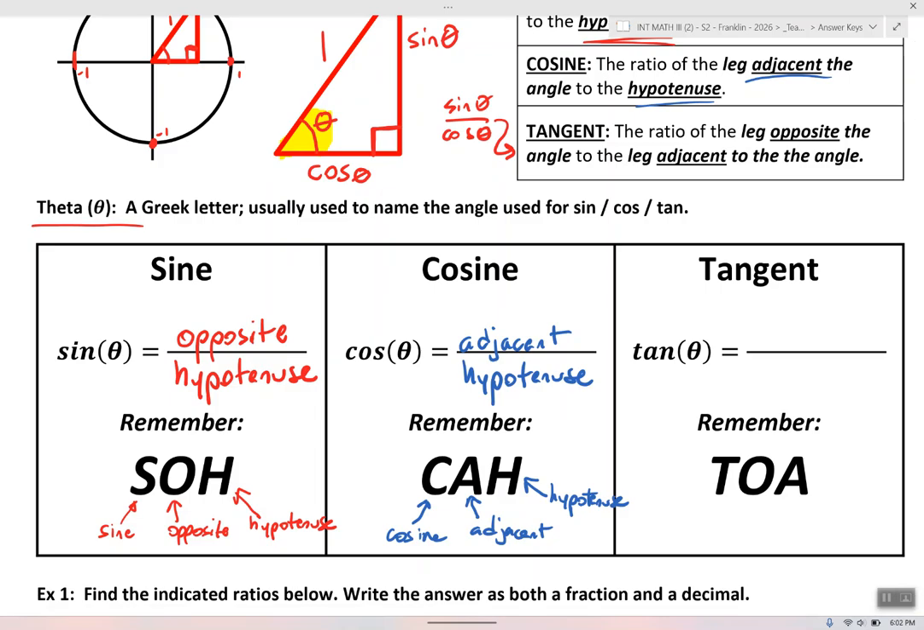The tangent would be the ratio of the leg opposite over the leg adjacent. So no hypotenuse involved. Opposite over adjacent. So the tangent is the opposite over the adjacent.